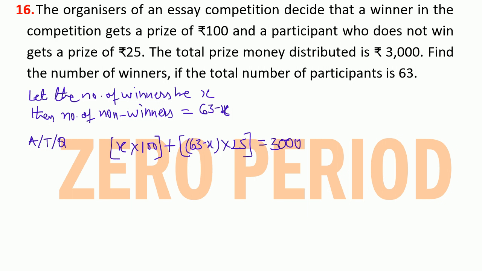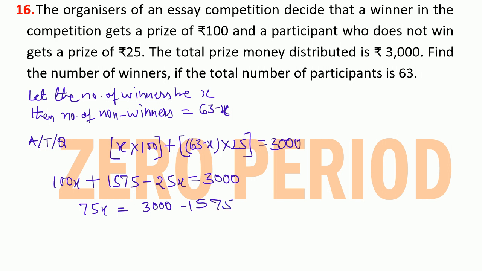So you got an equation, linear equation of one variable. Go through this equation. 100 and X will be 100X, then 63 into 25, multiply 63 into 25, it will be 1575, minus 25X is equal to 3000. 100X minus 25X is 75X. 75X is equal to 3000 minus 1575, which will give you 1425.